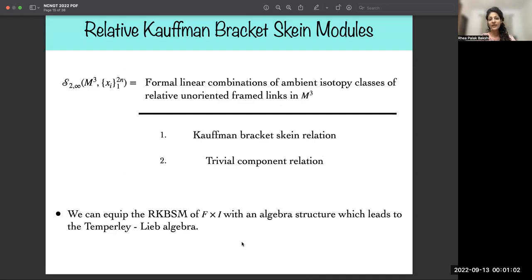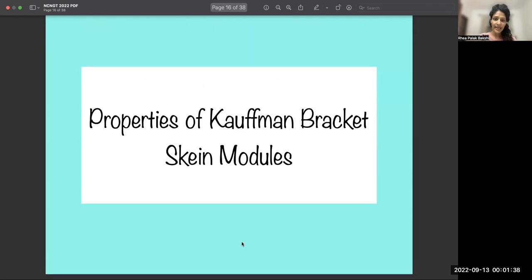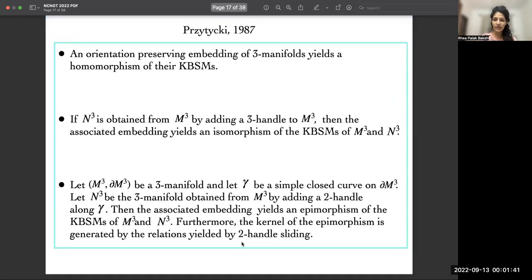Okay, we can also work with relative Kauffman bracket skein modules, in which case we have an oriented three-manifold with boundary, and we have a certain number of framed points on the boundary. And in this case, we have relative framed links which connect these framed points with one another. Then you can mod out by the Kauffman bracket skein relation and the trivial component relation, and what you get is a relative Kauffman bracket skein module. And as a note, the RKBSM over a surface times an interval has an algebra structure which is similar to the Temperley-Lieb algebra.